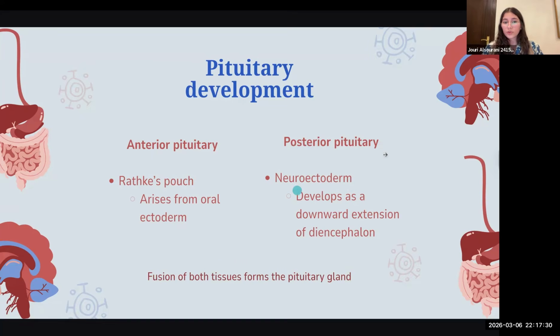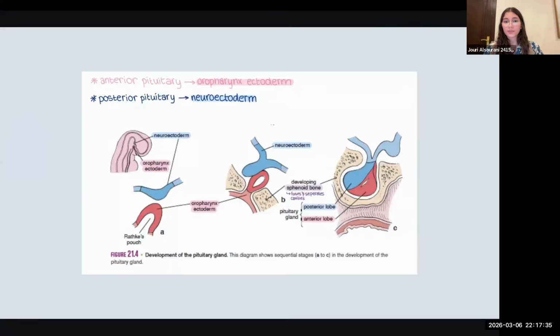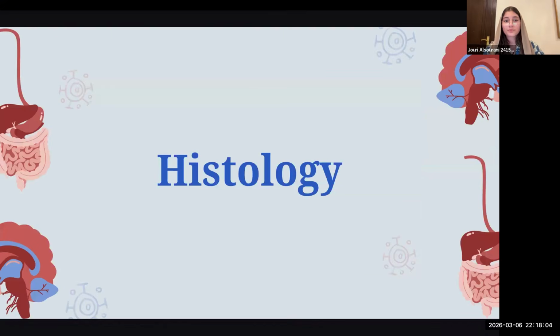So once we have both of these tissues, they're going to fuse, and that's what's going to form the pituitary gland. Here we can see the blue is the neuroectoderm, the red is the oral ectoderm. So here we have the neuroectoderm and Rathke's pouch. They're going to begin fusing, okay? And they're going to fuse while the sphenoid bone is developing. You can see it's developing and curving, and now we have the sella turcica as well, and the pituitary gland is then being formed. So posterior pituitary is neuroectoderm, anterior pituitary is the oropharynx or oral ectoderm. Okay, now moving on to histology.